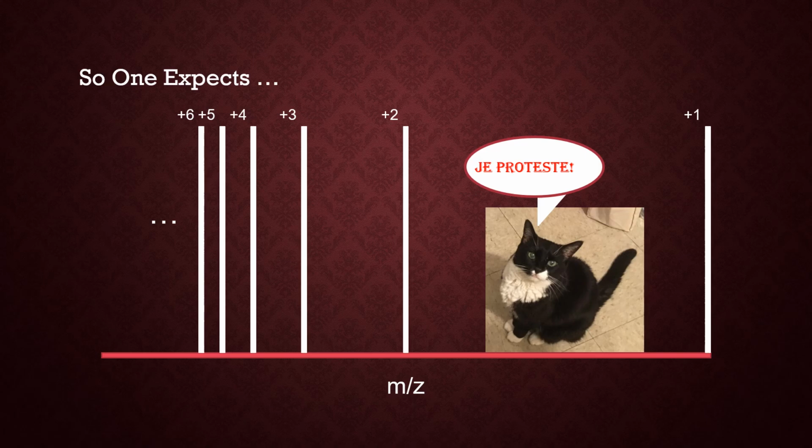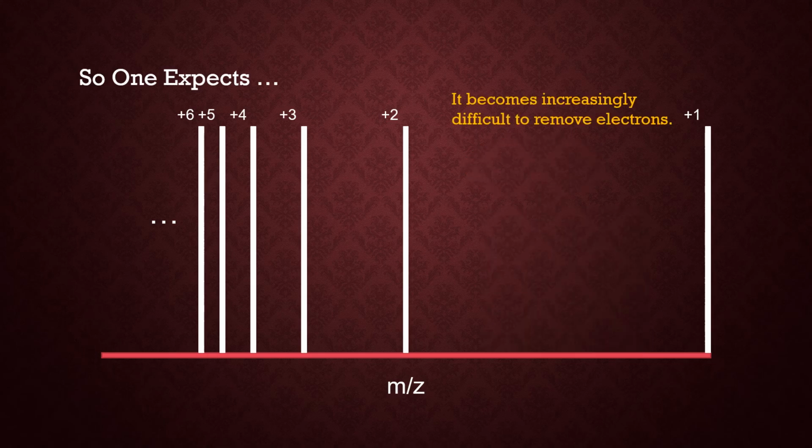This kind of ticks off Domino because Domino knows that ionization potential increases with the number of electrons removed. So the second electron is harder to remove than the first electron. The third electron is even more difficult to remove. And by the time you get to 5 or 6, forget it. It's not going to happen. So it becomes increasingly difficult to remove electrons. And so you don't really expect to see these guys. You probably are going to see +1 and +2 only for atoms. Some of the larger atoms, you probably get +3, like the transition metals.